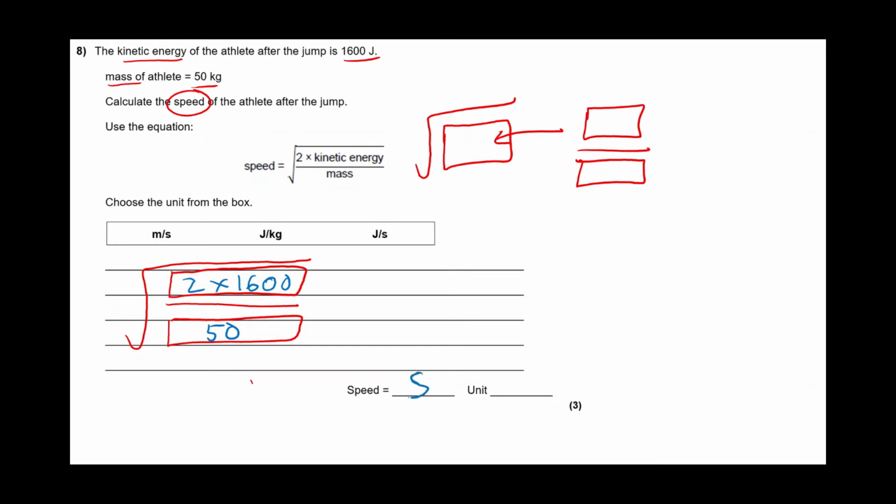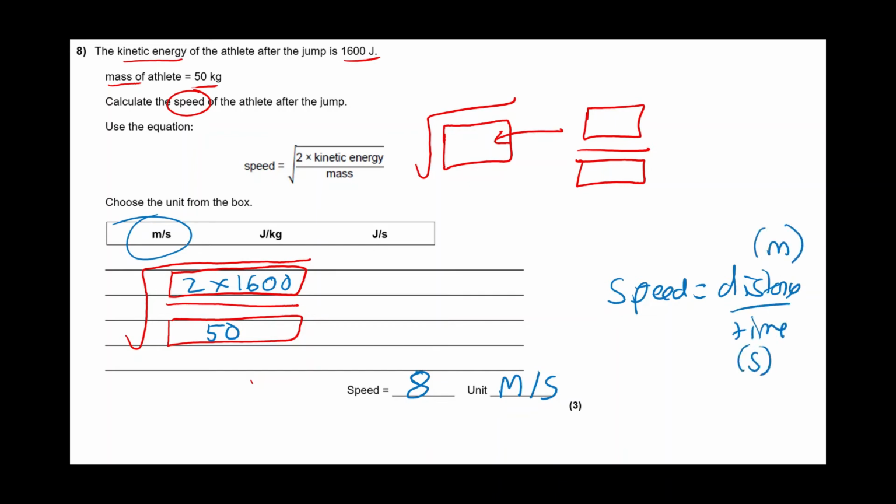Now, the unit of speed, hopefully we know this one, is meters per second. If you do struggle with your units, there's an equation in the equation sheet that says speed equals distance over time, and the unit of distance is meters and the unit of time is seconds, so it's meters divided by seconds. That's your unit there. So you can use that one to find the unit, but the equation you're using is given to you in the question.